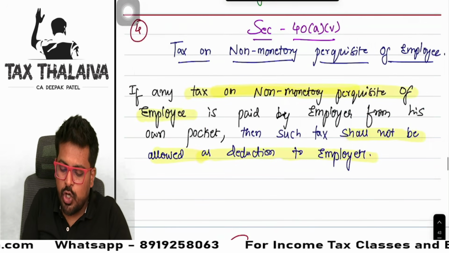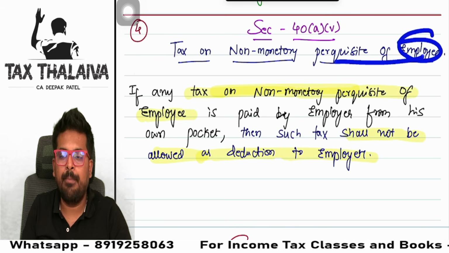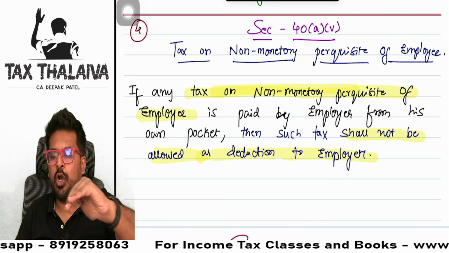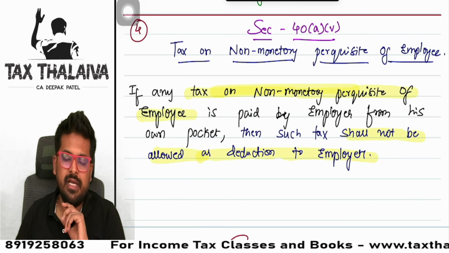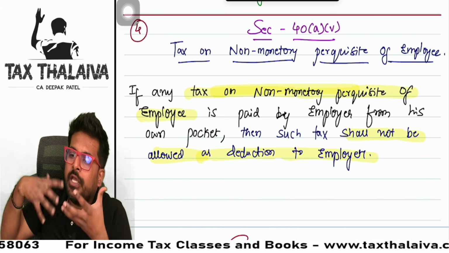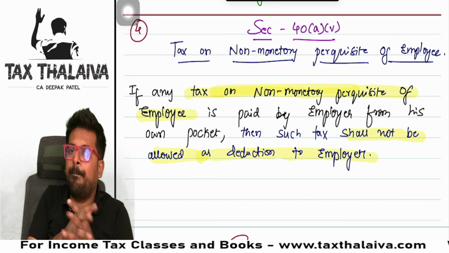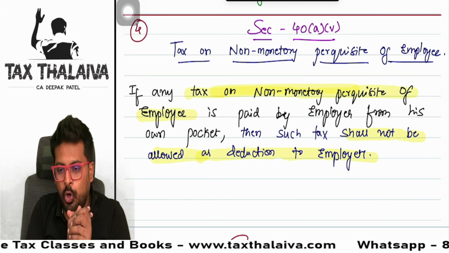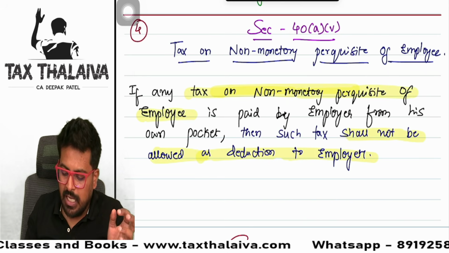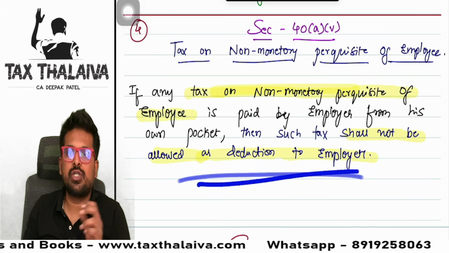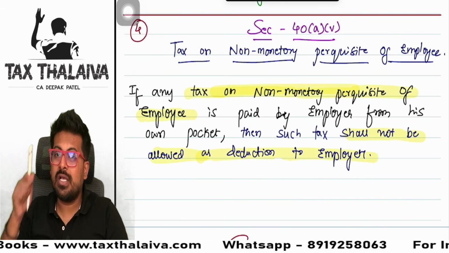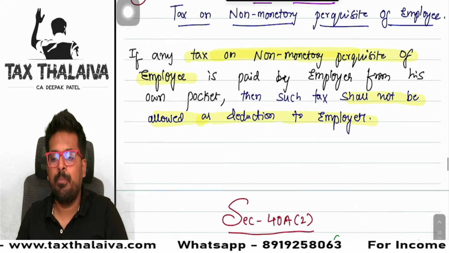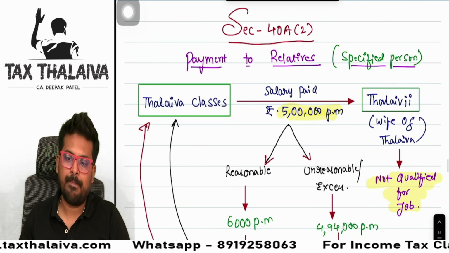Next, tax on non-monetary perquisite of employee. You know, non-monetary perquisites we discussed in the salary chapter. If an employer himself pays tax on the non-monetary perquisite of an employee, that is not allowed as deduction in the hands of the employer, because the tax actually belongs to the employee. The employee should pay the tax.